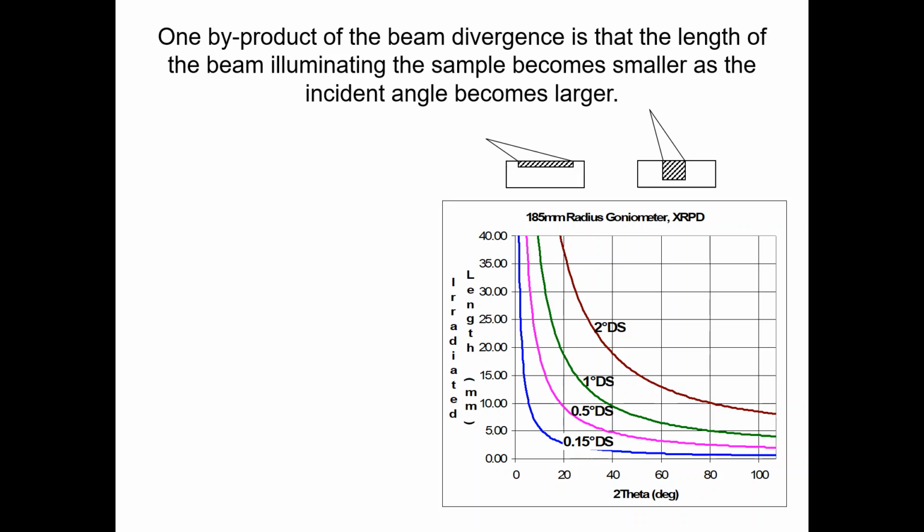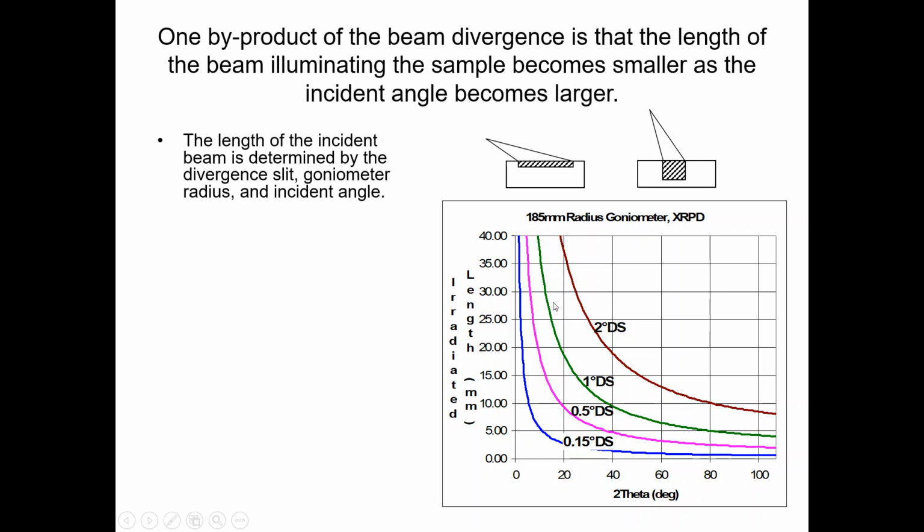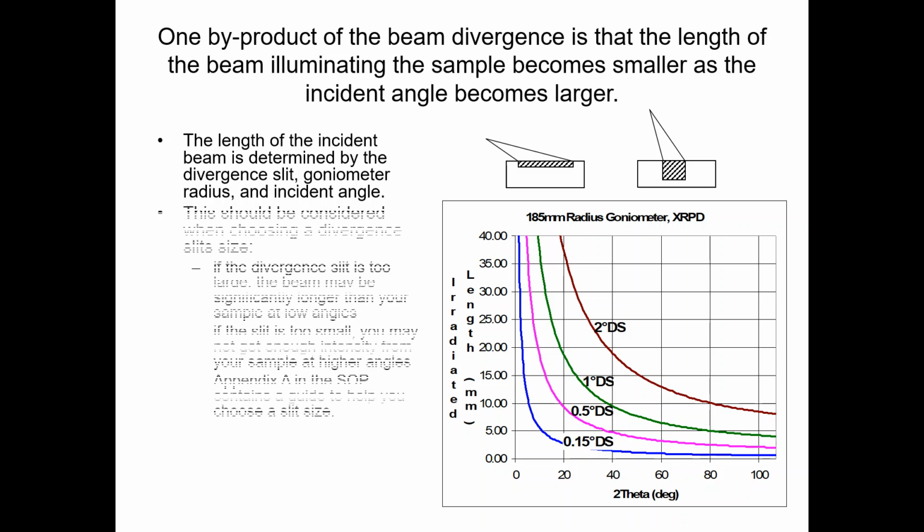So one byproduct of the beam divergence is that the length of the beam illuminating the sample becomes smaller as the incident angle becomes larger. Here you can see that for yourself. That is the condition. The length of the incident beam is determined by the divergence slit, goniometer radius, and incident angle. These are the three conditions which determine the length of the incident beam.